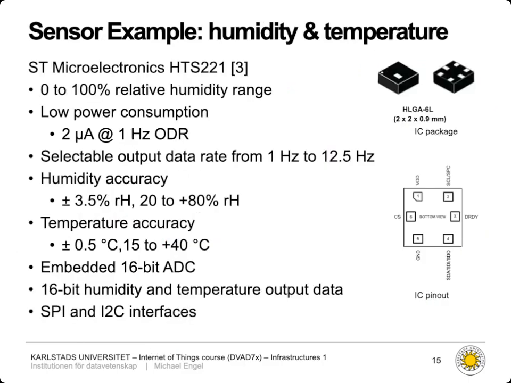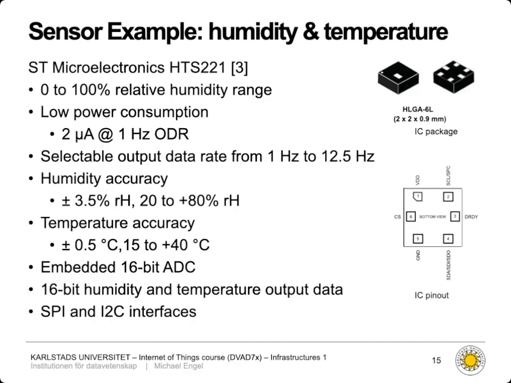Some of the sensors on that ST development board we've mentioned before are unfortunately a bit difficult to get information on, so we just show some details on the properties of these sensors from the data sheets. On the top right, you see the package of this chip, and you can see it's very, very small. This is a humidity and temperature sensor from that board, which is only 2 by 2 by 0.9 millimeters big. A very small thing.